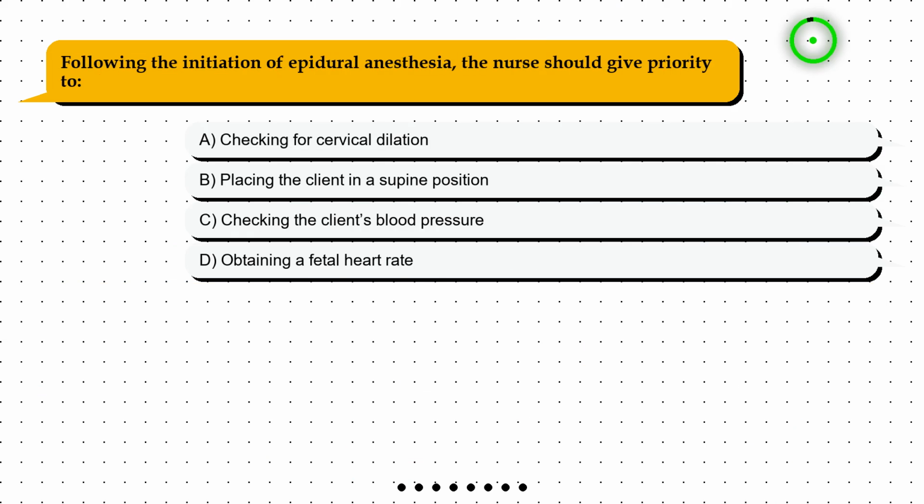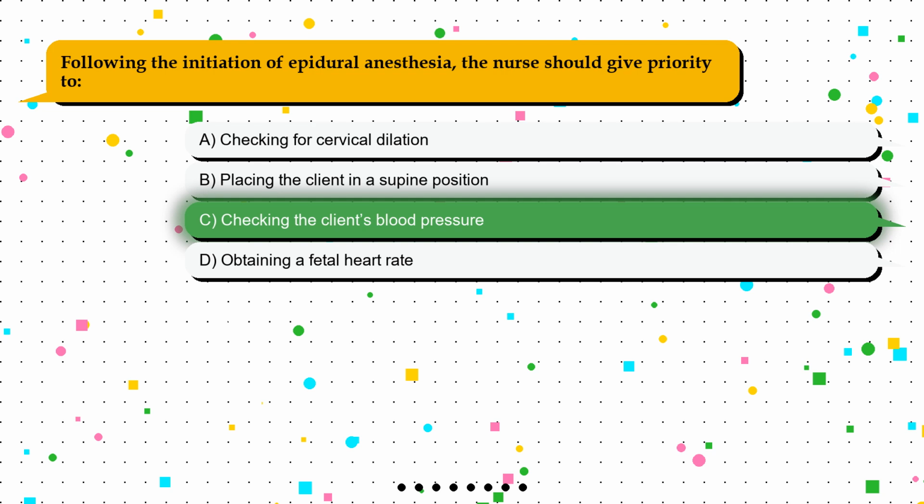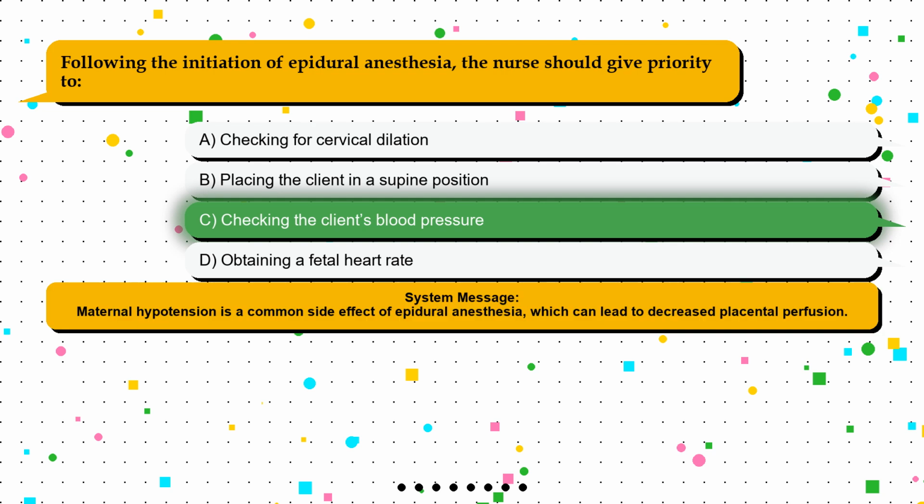Question 3. Following the initiation of epidural anesthesia, the nurse should give priority to: Option A, checking for cervical dilation. Option B, placing the client in a supine position. Option C, checking the client's blood pressure. Option D, obtaining a fetal heart rate. The correct answer is option C, checking the client's blood pressure. Maternal hypotension is a common side effect of epidural anesthesia, which can lead to decreased placental perfusion.